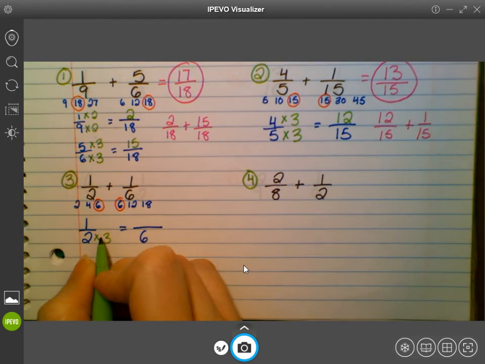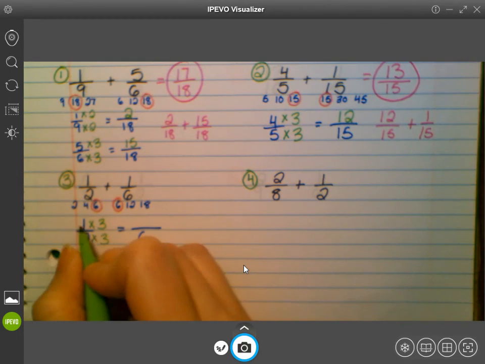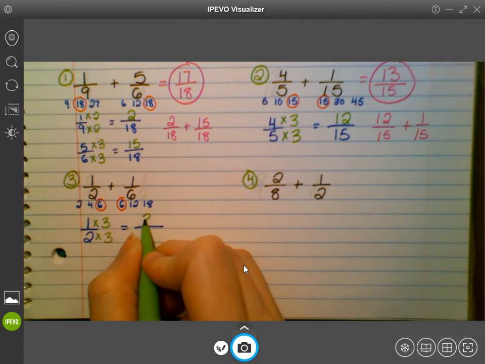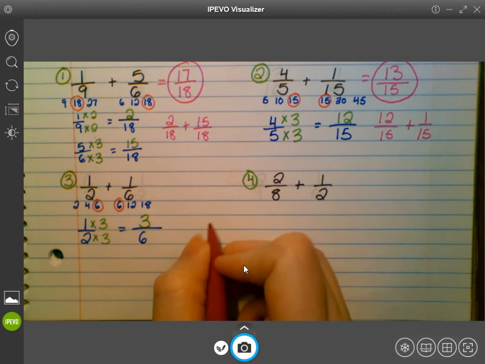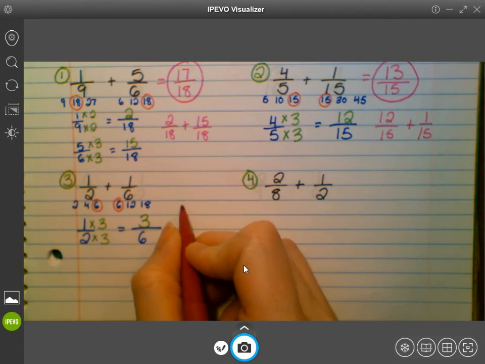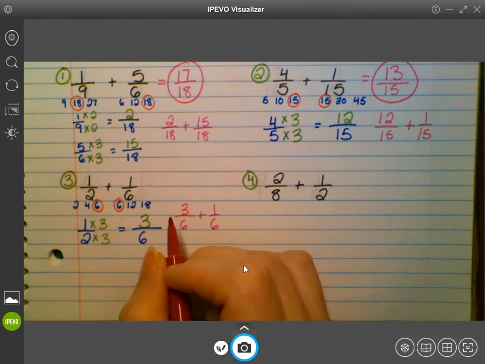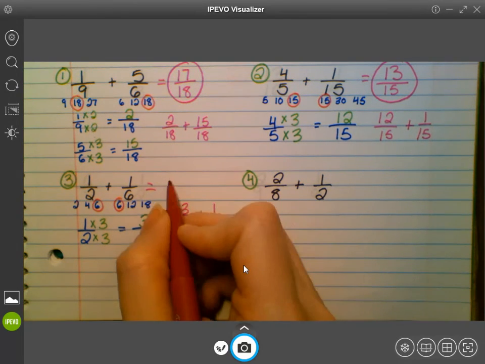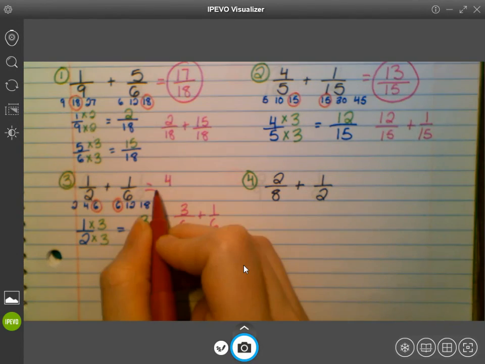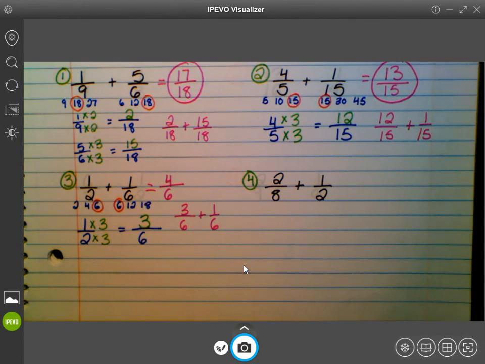Whatever I do to the denominator, I have to do to the numerator. 1 times 3 is 3. So then I have 3/6 plus 1/6. Well, I know that I need to add my numerators, so 3 plus 1 is 4, and I keep the denominator the same. Did anyone happen to simplify 4/6?